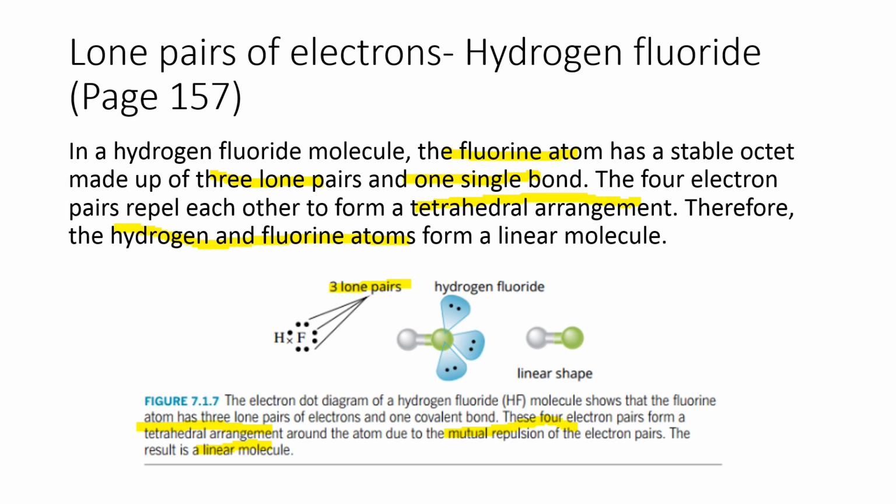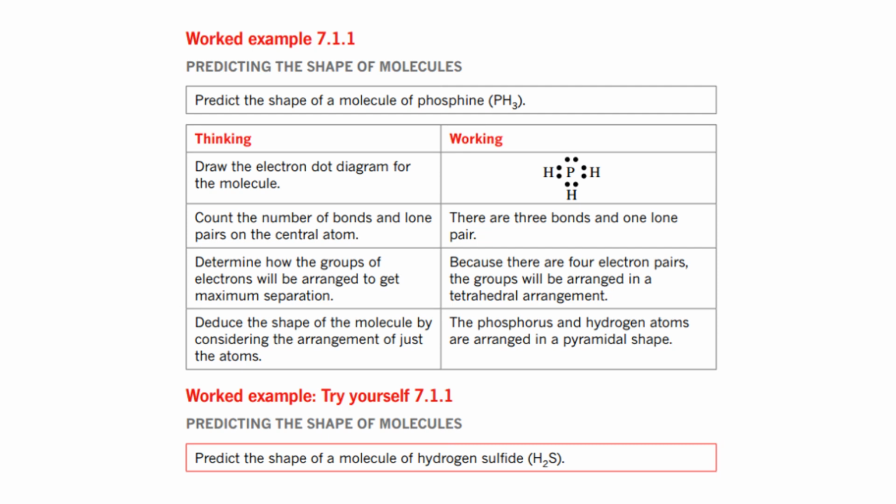Alright, I'm just going to move on to the next slide. Alright, predicting the shape of a molecule. Predict the shape of the molecule of phosphine, PH3. So if you have the chemical formula PH3, we know that phosphorus is in group 15, it has 5 valence electrons.